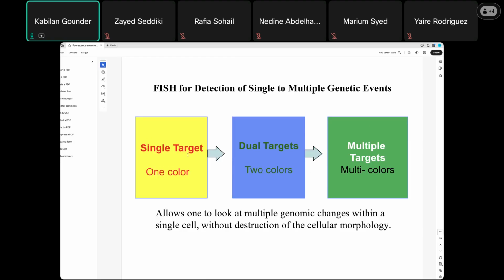Your goal is whether you choose one target, dual target, or more than two; that is multicolor, you can use it. This is two color and this is one color, which allows one to look at multiple genomic changes within a single cell without the destruction of the cellular morphology. That is the interesting point of this FISH technique.